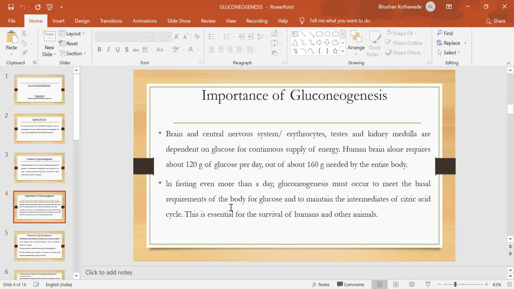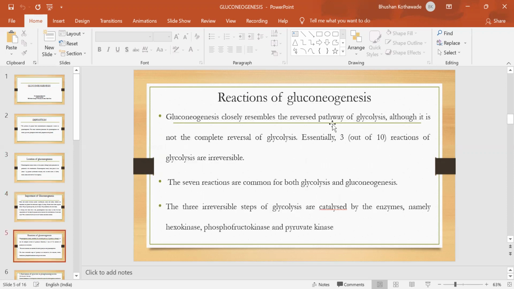And even in the fasting state, gluconeogenesis meets our body's basal energy requirements, and therefore it is very important for the survival of human beings and some other animals.